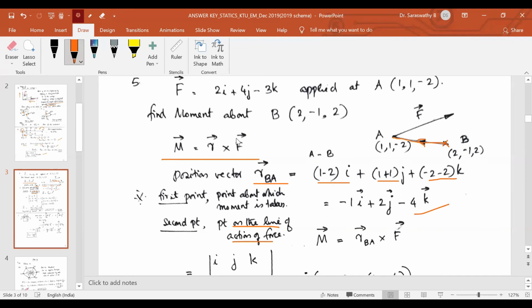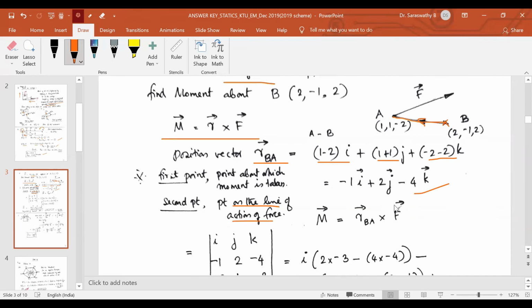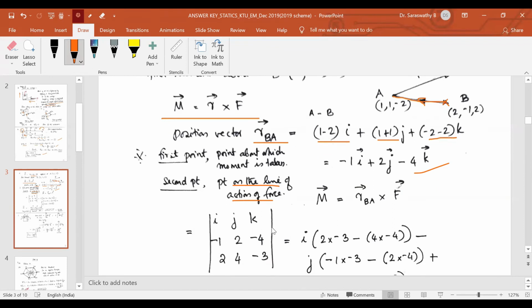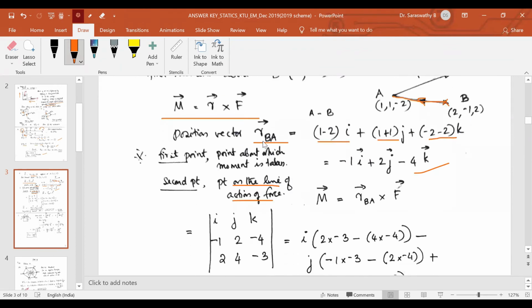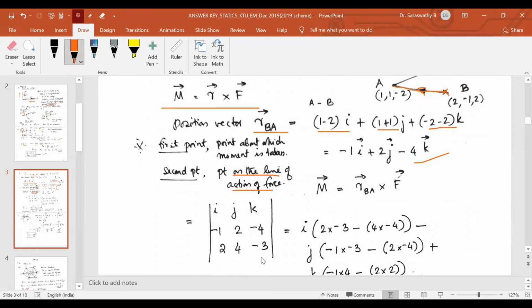Now how to find the cross product? The force vector is given. We have got the position vector. For the cross product, write down I, J, K in the first line. The second line should be the position vector coefficients, minus 1, 2, minus 4. Then the force vector 2, 4, minus 3. So this is the order in which you have to write.